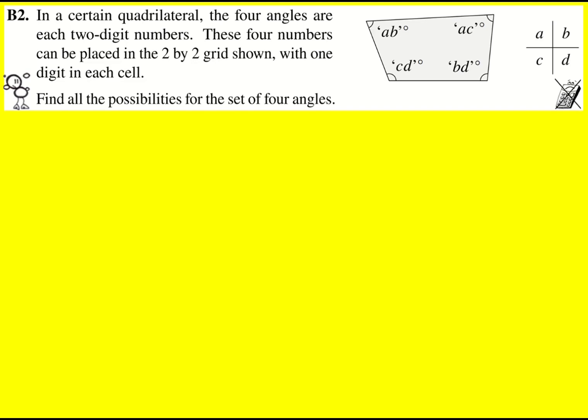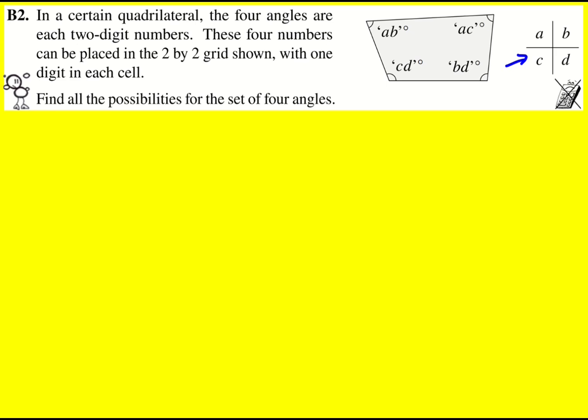Nice, unique question here. We've got a quadrilateral. Four angles reach two-digit numbers. So AB is actually a two-digit number, and they can be placed. I think this is a bit misleading actually. They can be placed in a 2 by 2 grid with one digit in each cell, and find the possibilities for the set of all four angles.